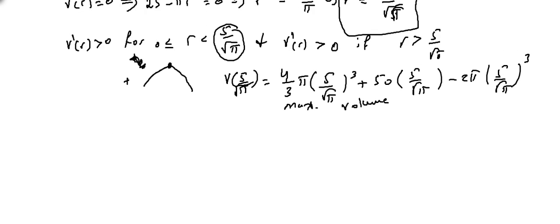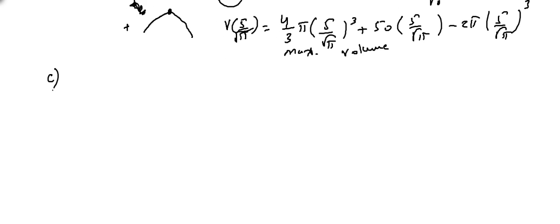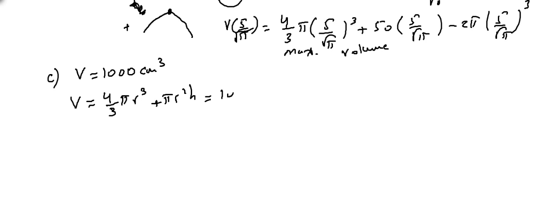I don't know if we have time to do part C, but if the video stops, I'll try, because it is exactly the same. But instead of maximum volume, we are finding the minimum total surface area. He said the volume is 1000 centimeter cube, and we need to find the minimum total surface area that can be used. So what is the volume first? We just found it before: 4 over 3 pi r cube, volume of the sphere, plus pi r square h, volume of the cylinder, is equal to 1000.